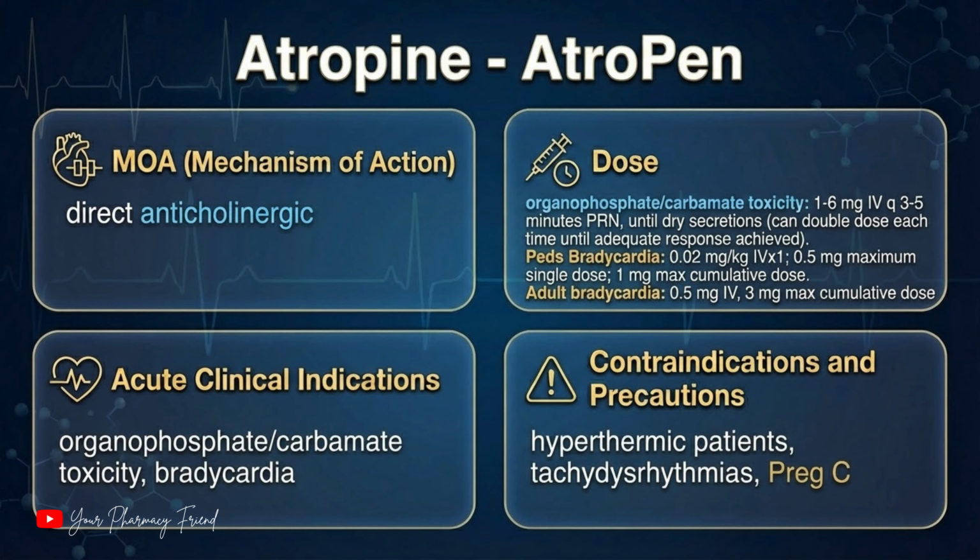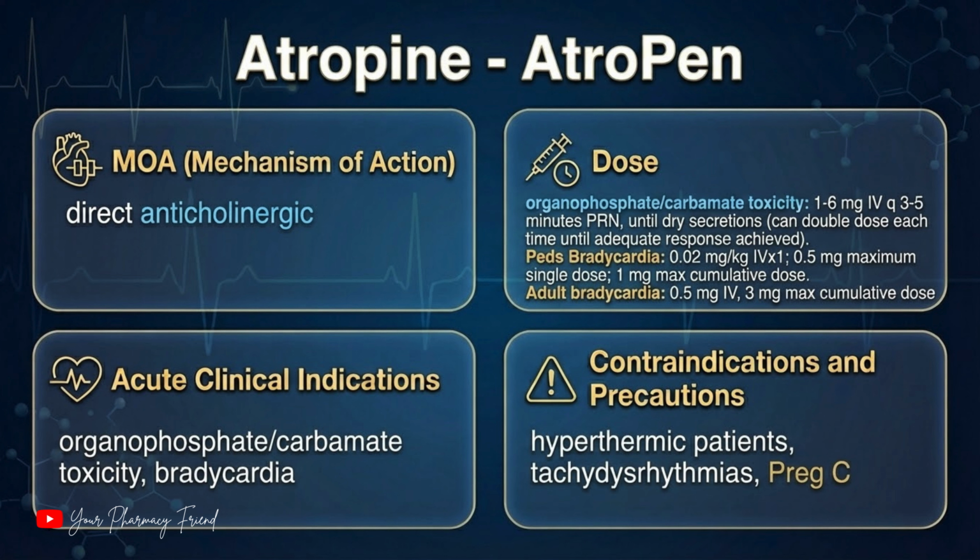In cases of organophosphate or carbamate toxicity, atropine is administered intravenously at 1 to 6 mg every 3 to 5 minutes as needed. Treatment is continued until bronchial secretions become adequately controlled and the patient's airway is clear. In severe poisoning, the dose can be doubled with each administration until an adequate clinical response is achieved, as very large doses may be required to counteract the overwhelming cholinergic effects.